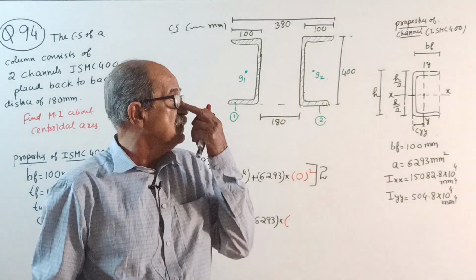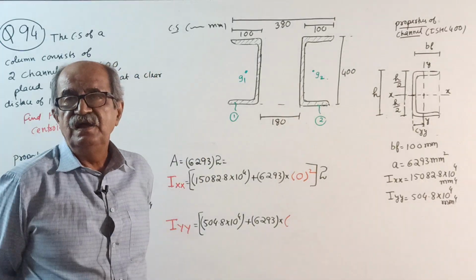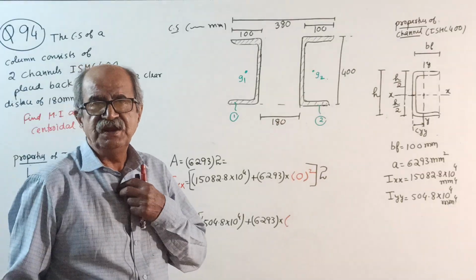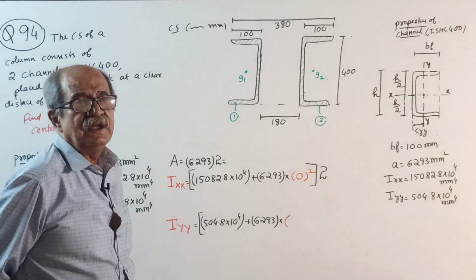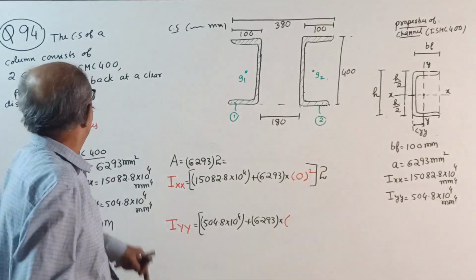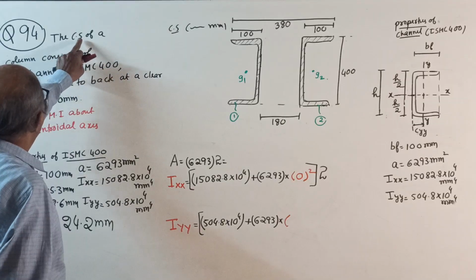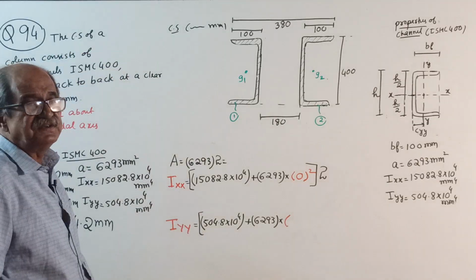Welcome. Continue our moment of inertia calculation for steel structures. Question 94. Today I am covering two channels. See, first question. These are all required for steel structures.